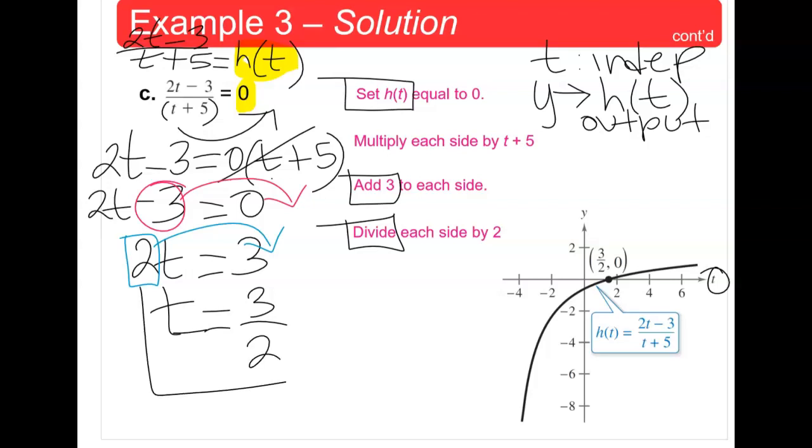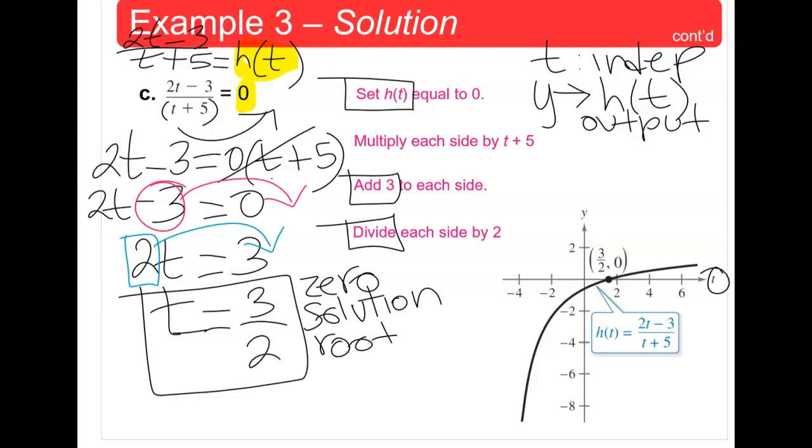What does that mean? That this little number here is going to be my 0, my solution, and my root of the function. So you could see it because 3/2 is a real number. We could actually see it as an x-intercept right here, and those are the coordinates of the x-intercept. Remember, x-intercept because it is on the x-axis, and by default the y must be 0, and that's also why we call them zeros of the function.